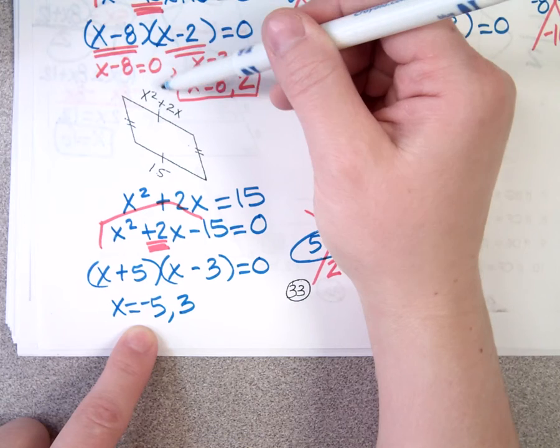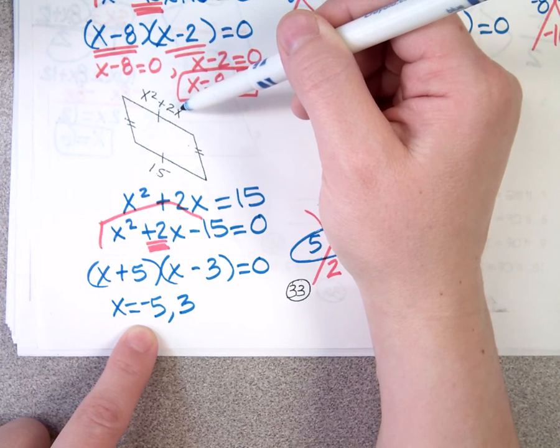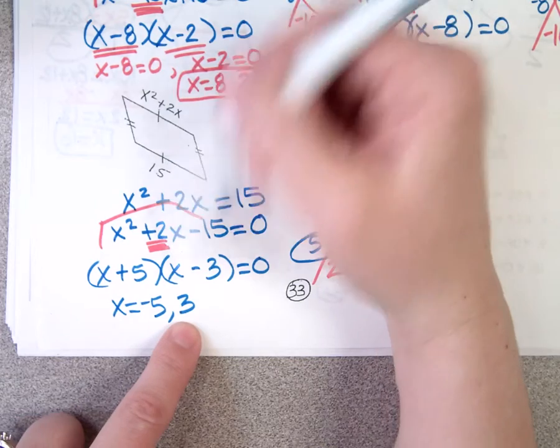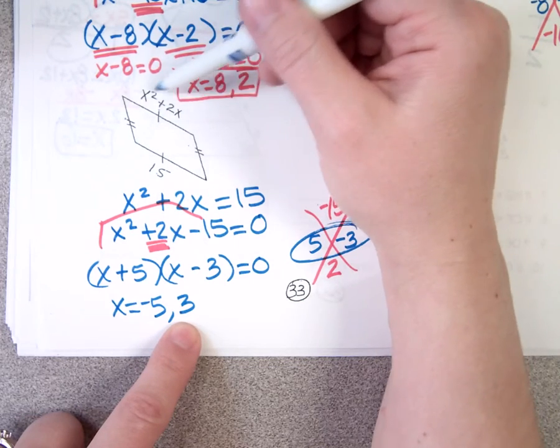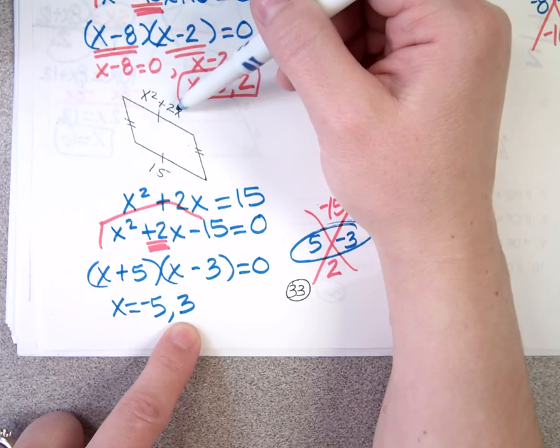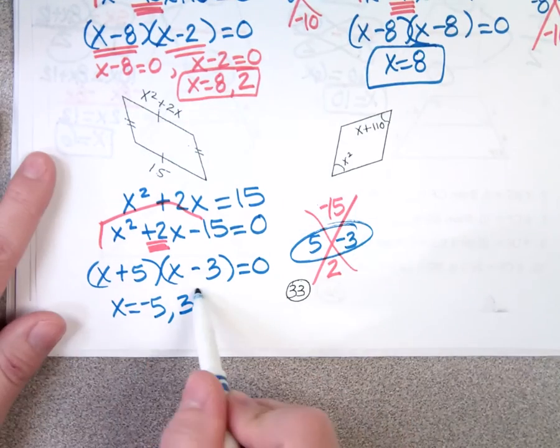Negative 10. So it's 25 plus a negative 10, 15? And that's what we wanted it to be because that side's 15. Okay, let's try the 3. What's 3 squared? 9. And what's 2 times 3? And is 9 plus 6, 15? So both of these answers work.